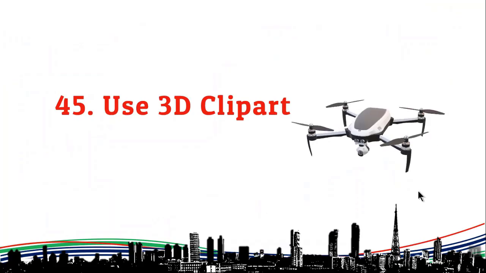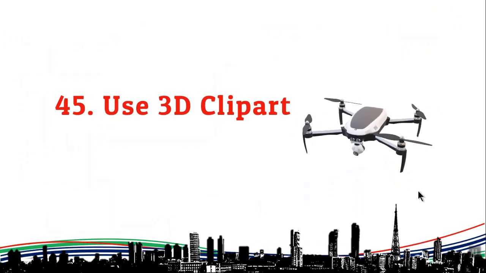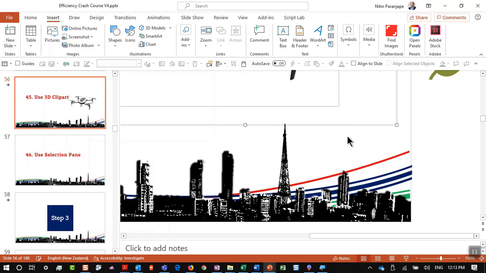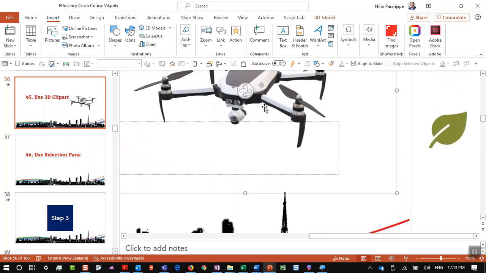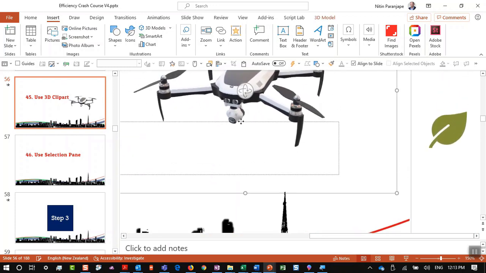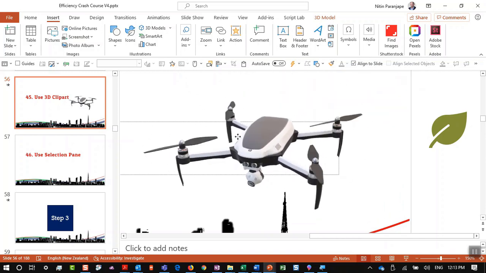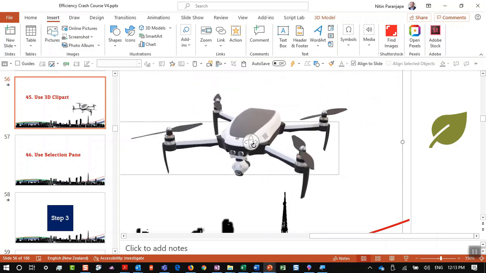So when I show this, I don't have to animate it. This guy is hovering on its own. But it is a full-fledged 3D model. In the sense, I can click on it, I can rotate it. Whatever I did earlier, I can do with this guy.